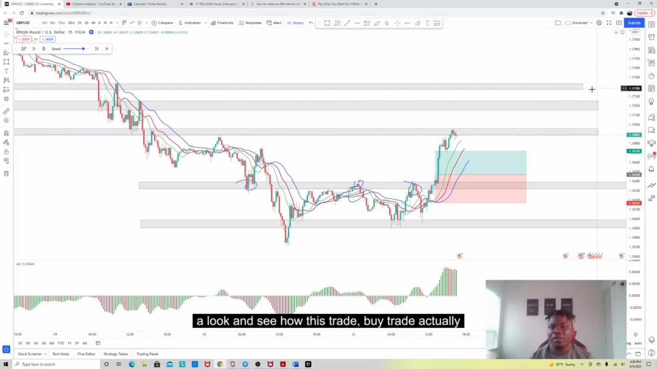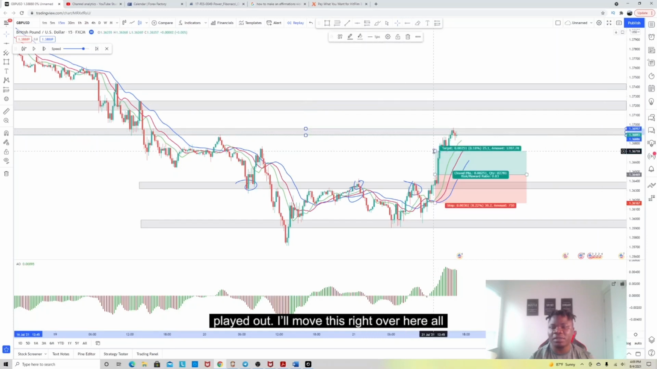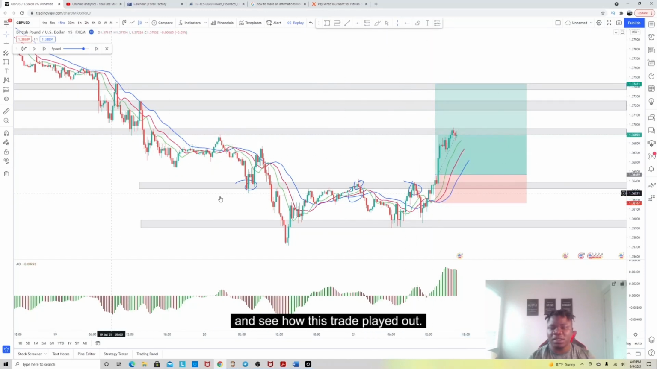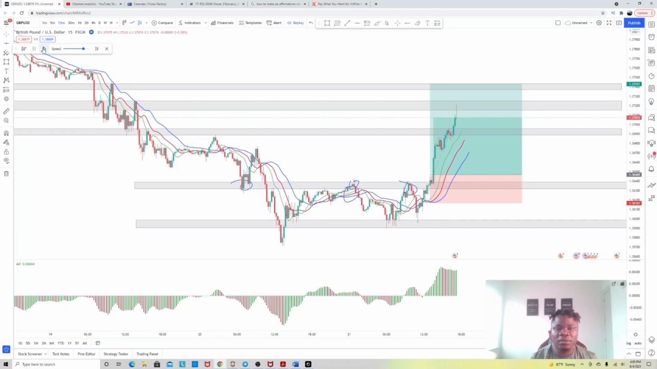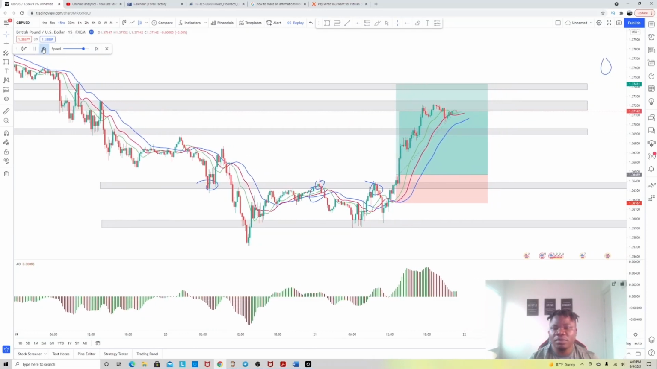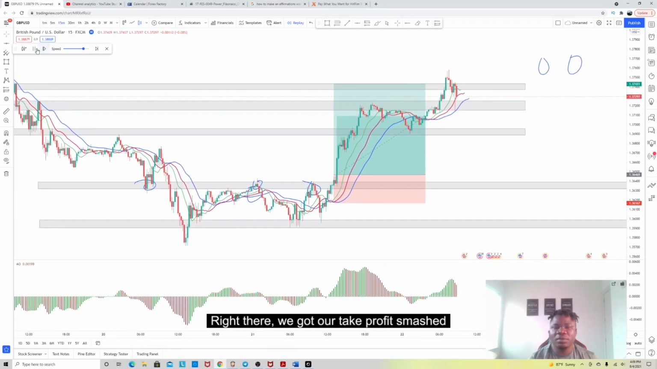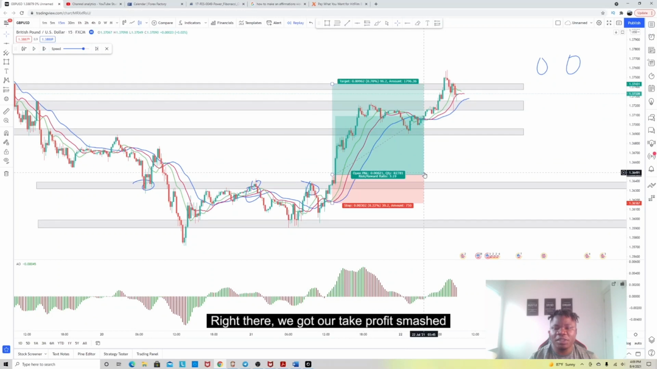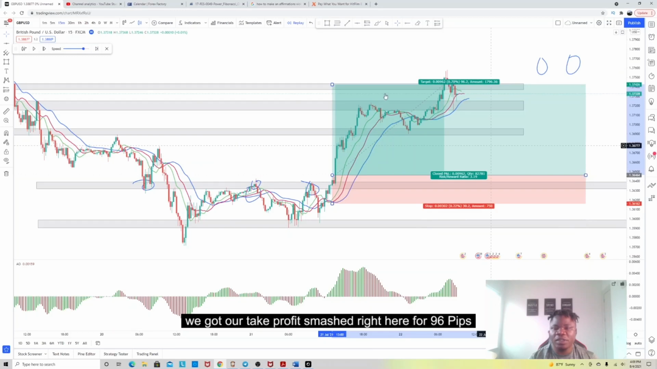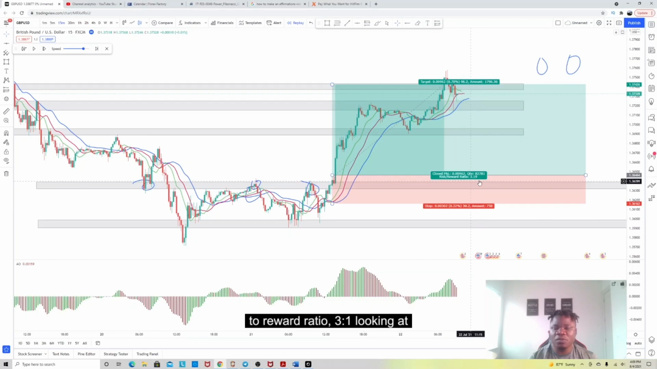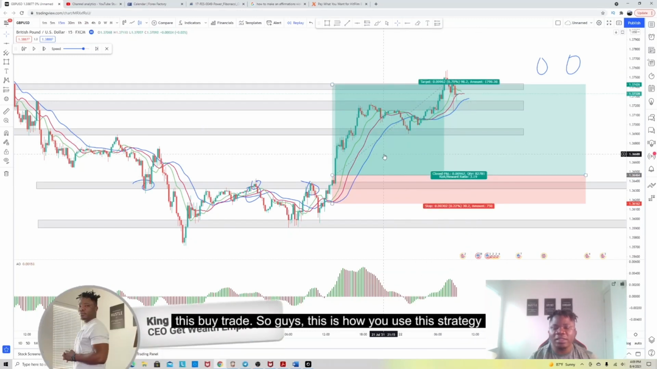So now let's take a look and see how this trade actually played out. We're gonna move this right over here all the way to the top here, and let's see how this trade played out. Bam, right there, we got our take profit smash. We got our take profit smash right here for 96 pips, as you guys can see. Stop loss 30 pips, risk to reward ratio 3 to 1. Looking at this buy trade.